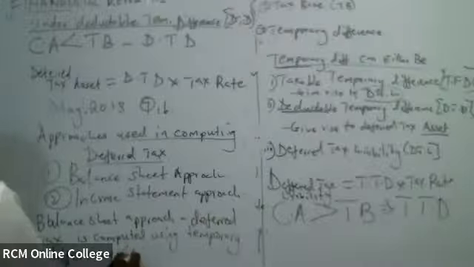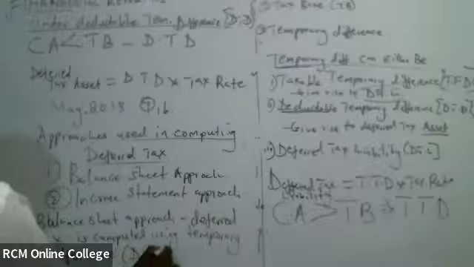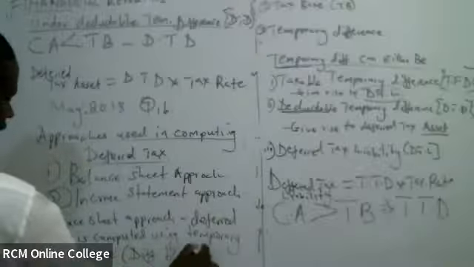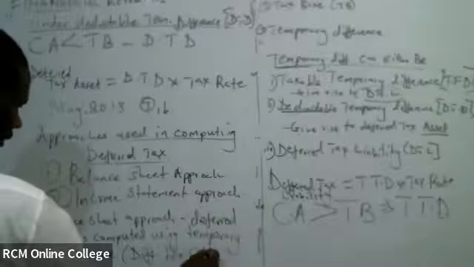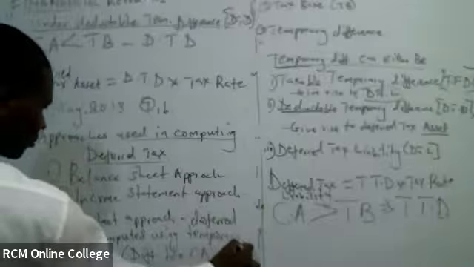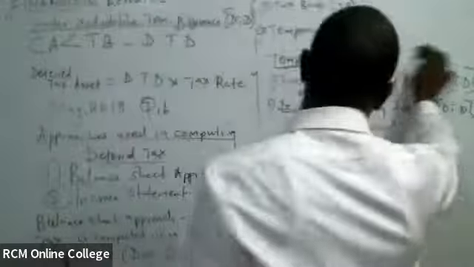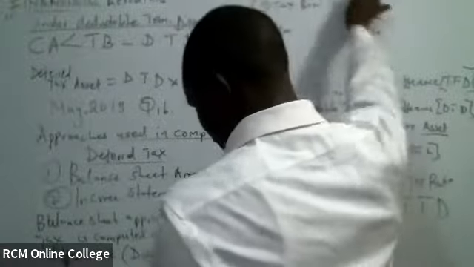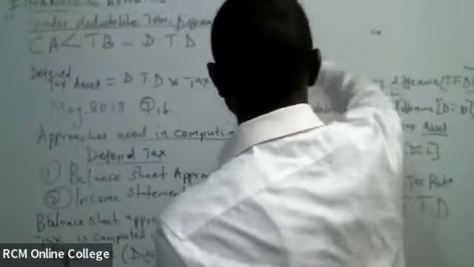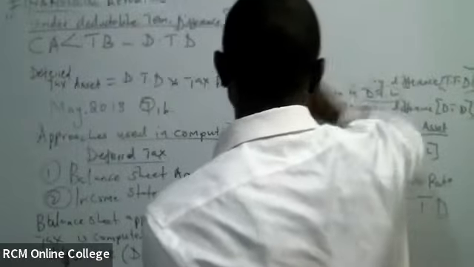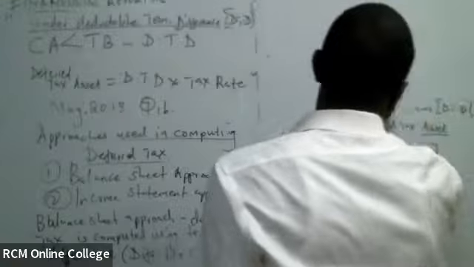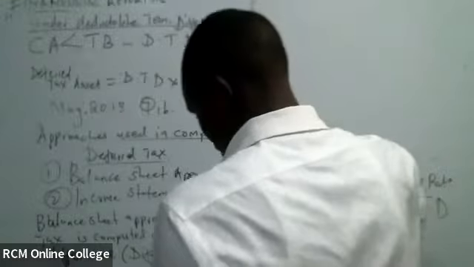It is the difference between the asset and liability, the carrying amount of the asset and the liability. That is it.